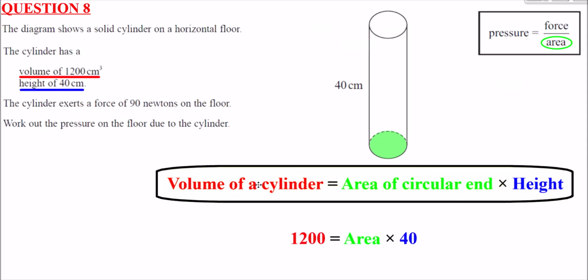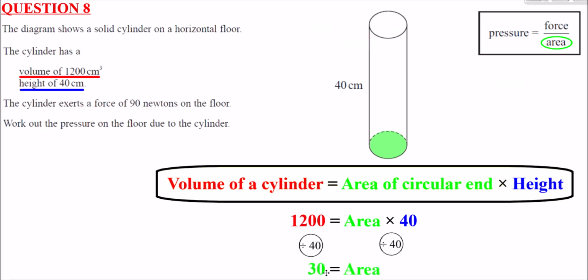So the volume, which is 1200, equals the area of the end, just call that area, multiplied by 40. We can work out the area by isolating it, dividing the right hand side by 40. But if I divide the right hand side by 40, I need to do the same to the left hand side. So therefore, this area will be 1200 divided by 40, which is 30. I would do 12 divided by 4 first, which is 3. Cancel the zeros to get 30. So therefore, the area of this circular end is 30.